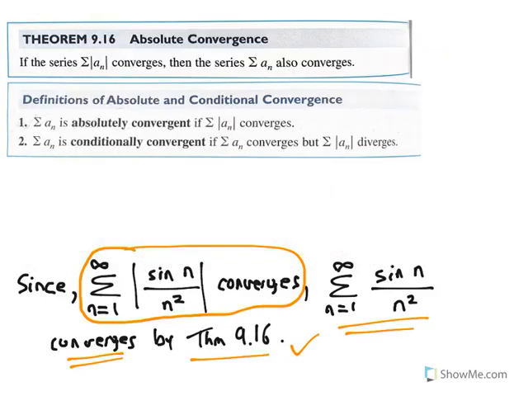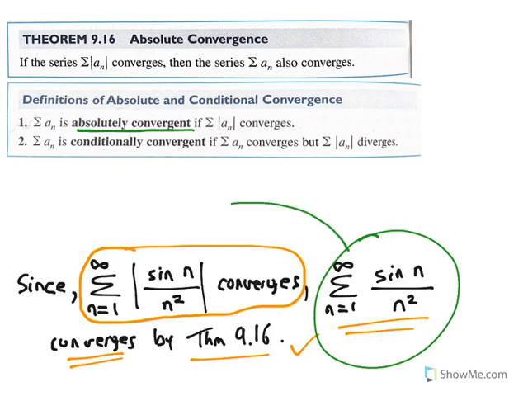Before we take a look at the proof of Theorem 9.16, let's look at vocabulary. This series here is called absolutely convergent. Why? Because its corresponding absolute value series converges. So this series here is called absolutely convergent because its corresponding absolute value series converges. And this is the definition of absolute convergence. A series is absolutely convergent if its corresponding absolute value series converges.